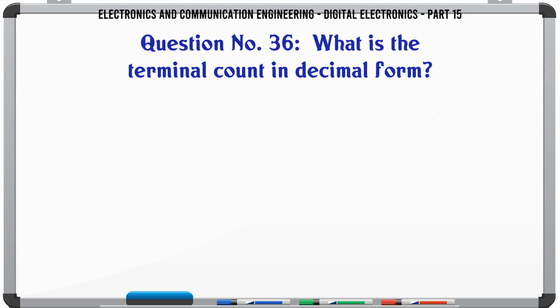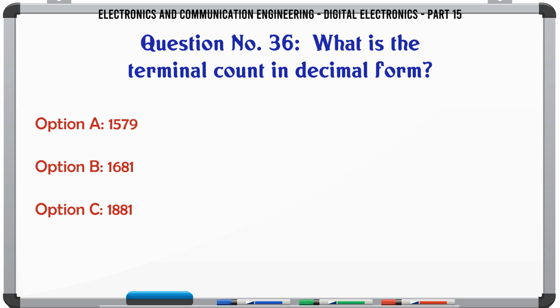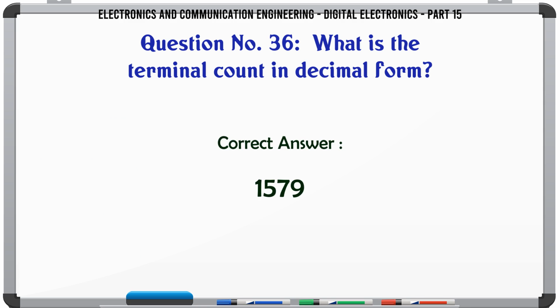What is the terminal count in decimal form? A. 1579. B. 1681. C. 1881. D. 2014. The correct answer is 1579.